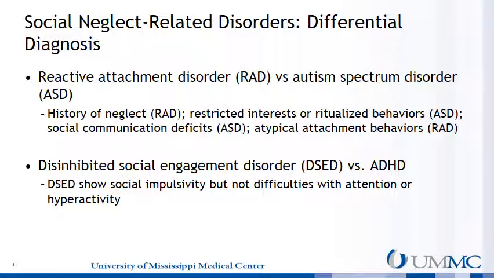So let's talk about differential diagnosis here. When contrasting reactive attachment disorder with autism spectrum disorder, in reactive attachment, you really want to see a history of neglect here, as well as an atypical pattern of attachment behaviors, whereas in autism spectrum disorder, you'd expect to see restricted interests or ritualized behaviors, as well as social communication deficits. Now, to distinguish disinhibited social engagement disorder from ADHD, you really want to show that with disinhibited social engagement disorder, the social impulsivity is there, but not difficulties with attention or hyperactivity as would be seen with ADHD.